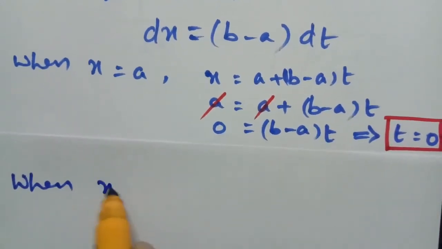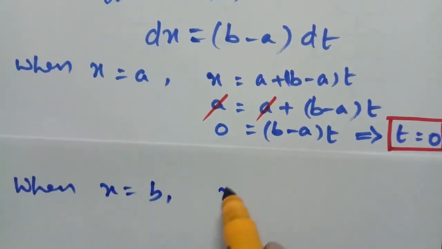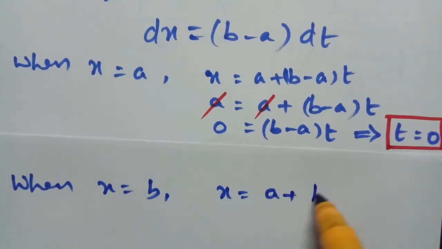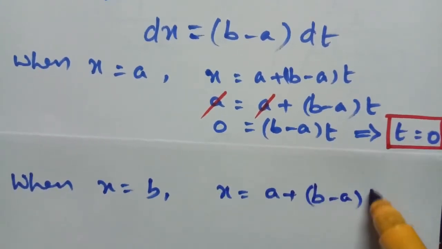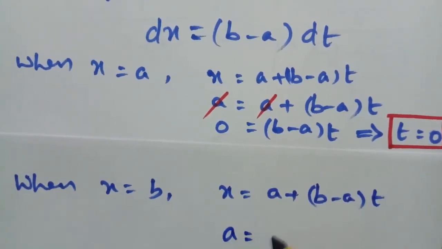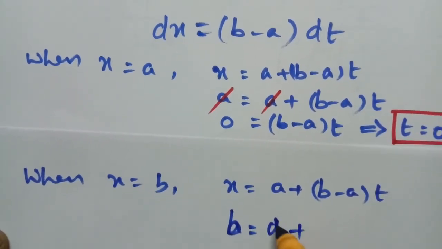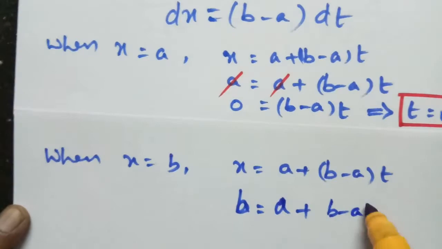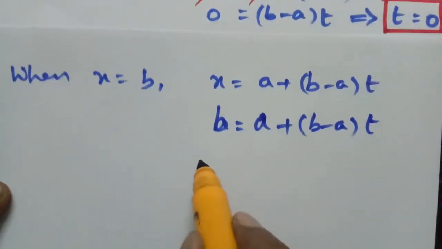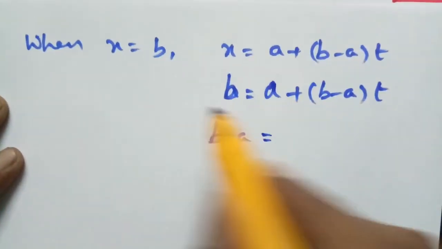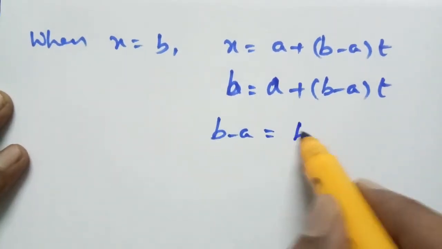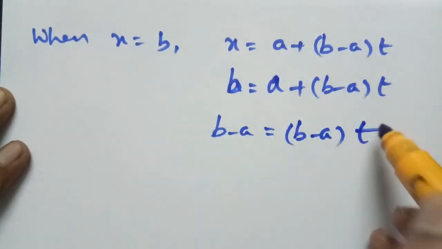When x is equal to b, the upper limit, x is equal to a plus b minus a into t. Therefore put x is equal to b: b equals a plus b minus a into t. Simplifying this, we write a on the left hand side, so b minus a equals b minus a into t.